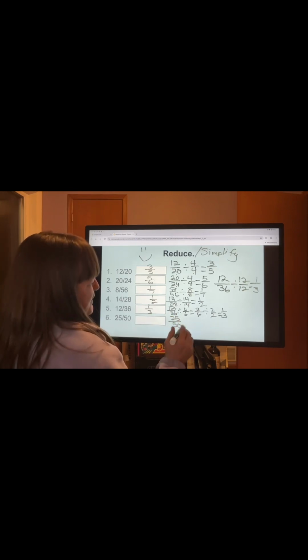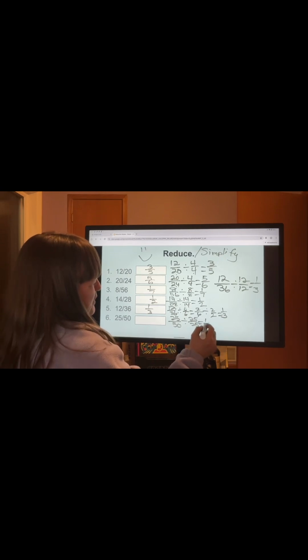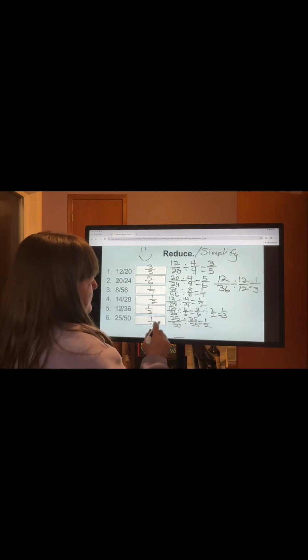25 over 50. I know for sure that 5 goes into both these numbers. But if you look, 25 times 2 equals 50. So I know it's 25. 25 would be 1/2. Okay?